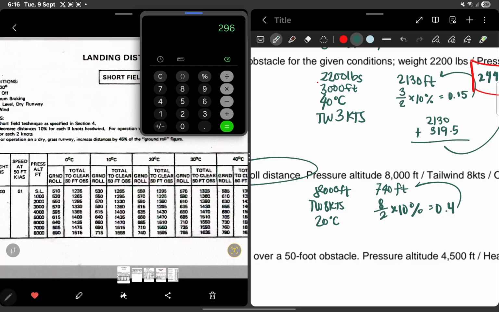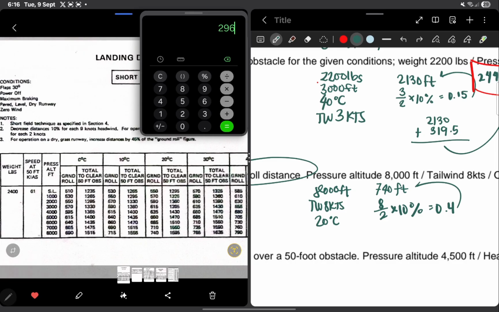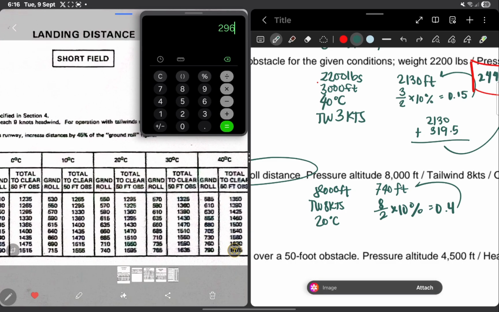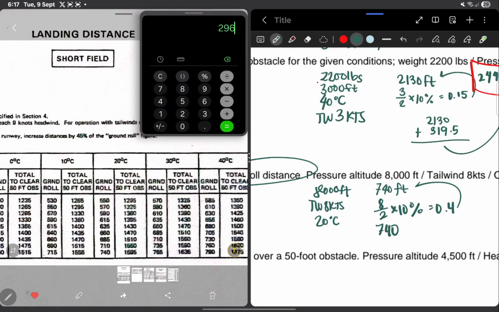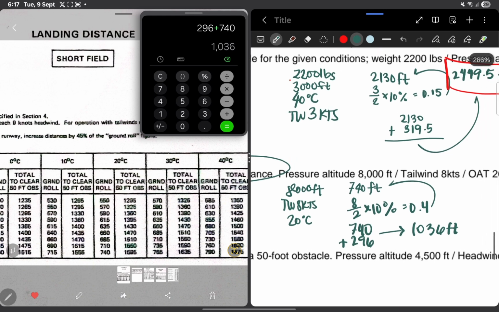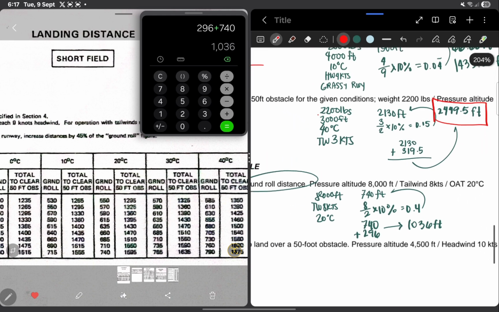We then add it to the value. Since we get the 0.4, we multiply it by 740. Since it increases with tailwind, that will be 740 plus 296. Then we get 1,036 feet. And this will be our final answer.